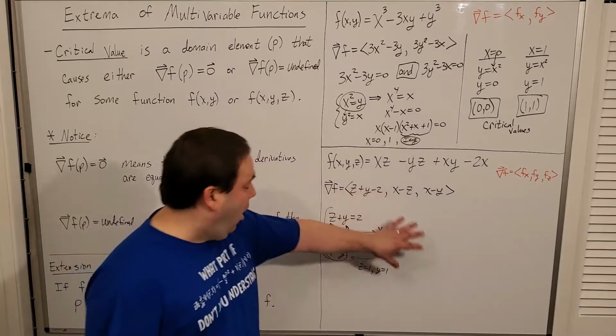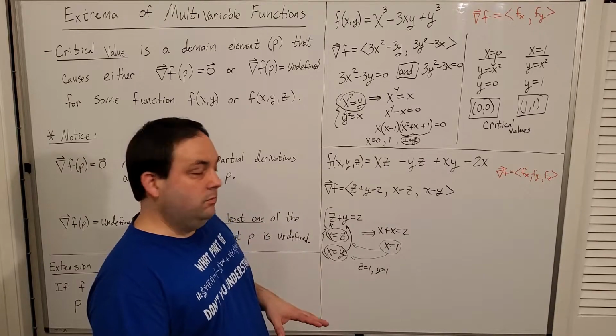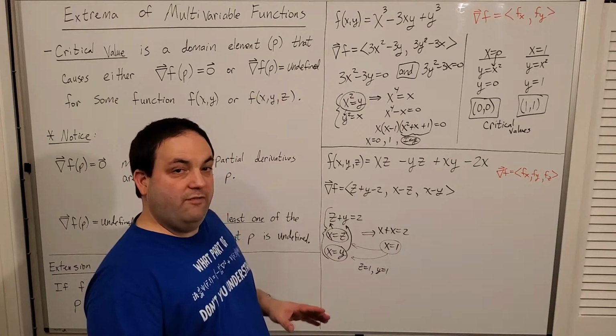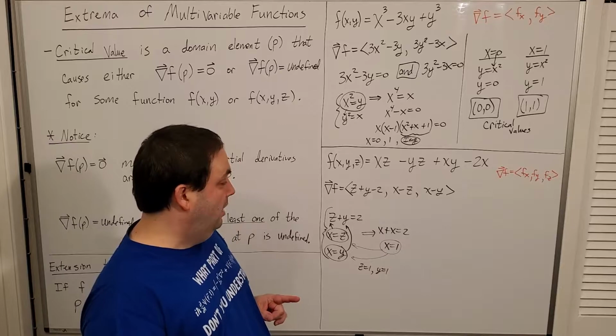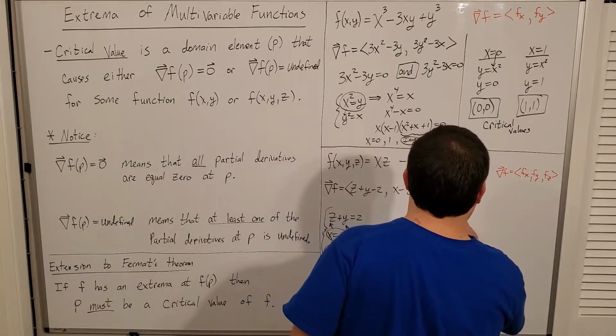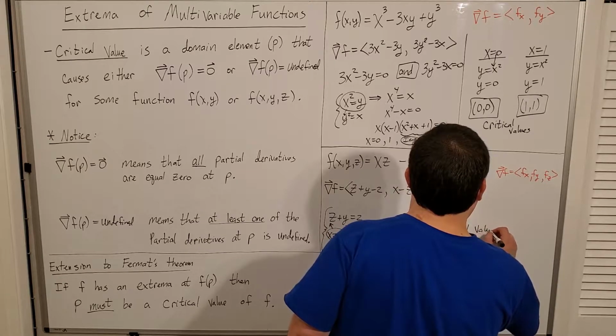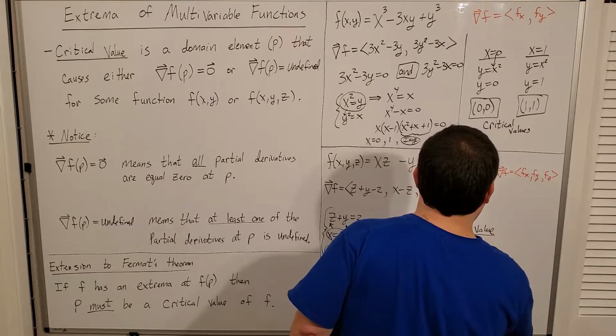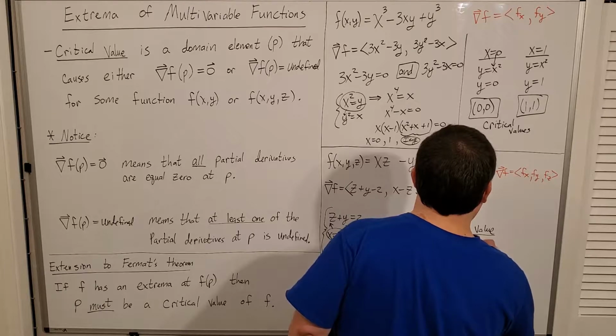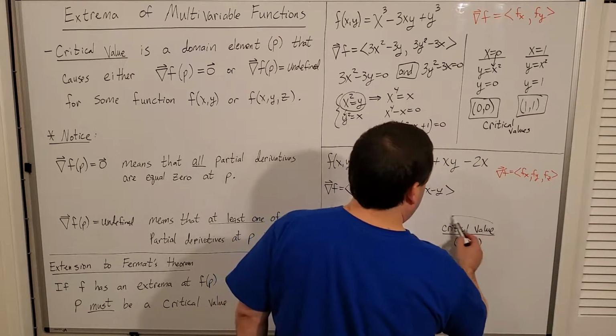Right? That's all of those equations working together, and that was the only solution that I found. It's actually just one solution. It's the point. Okay, I have my critical value, which is the point (1, 1, 1). Okay?